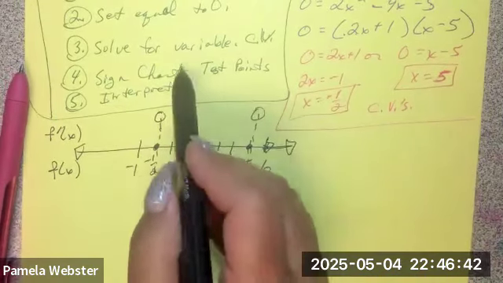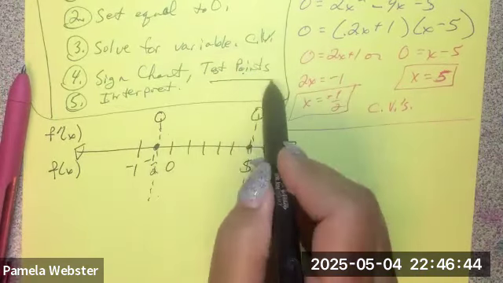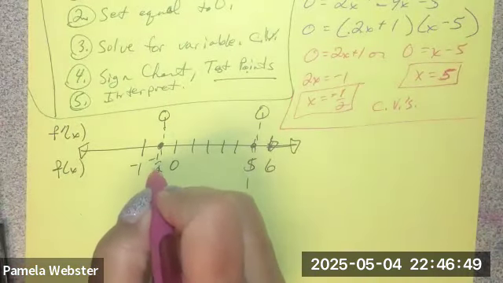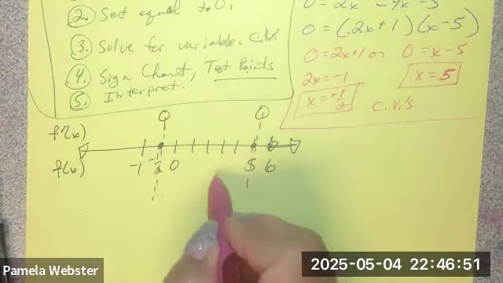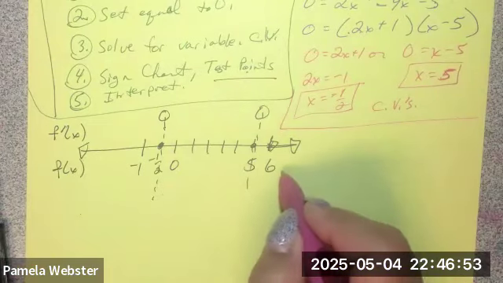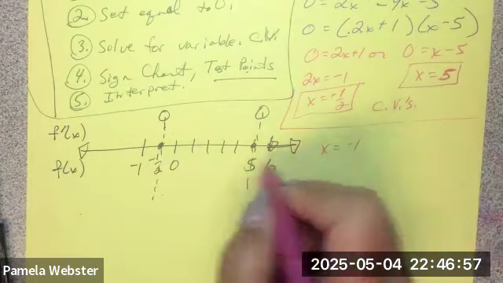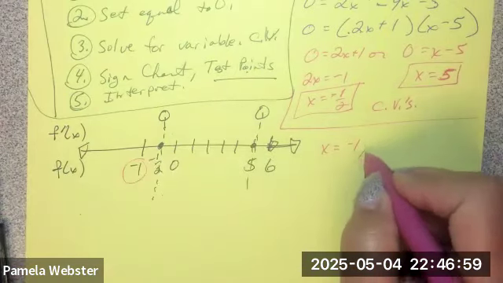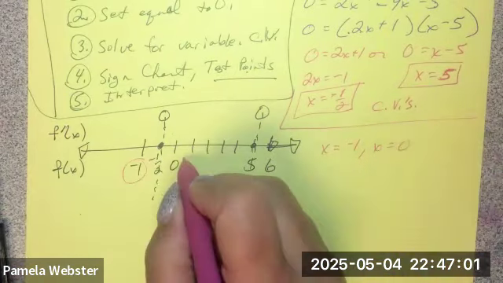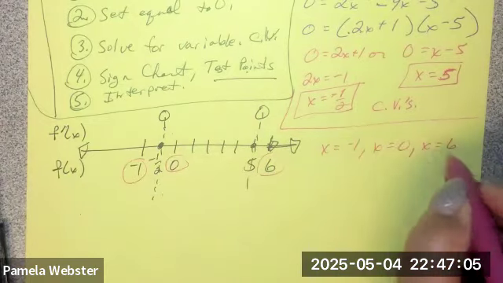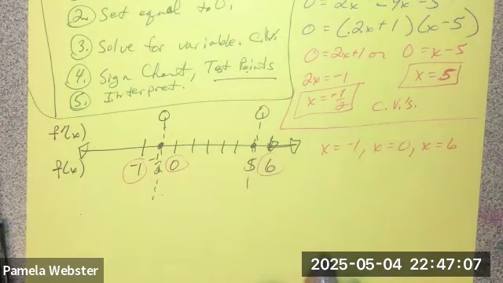And then, so we got our sign chart, test points. That's the biggie here, okay? I need a test point on the left-hand side, I need a test point in the middle, and I need a test point on the right-hand side. I'm going to use x equals -1. It's right here. I'm going to use x equals 0. It's right here. And I'm going to use x equals 6. Okay, it's right there.